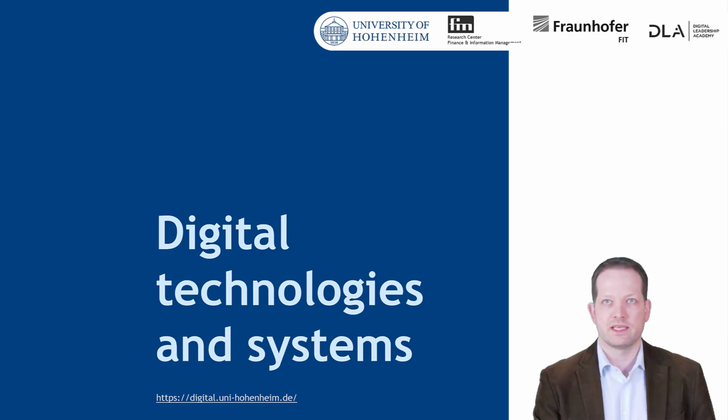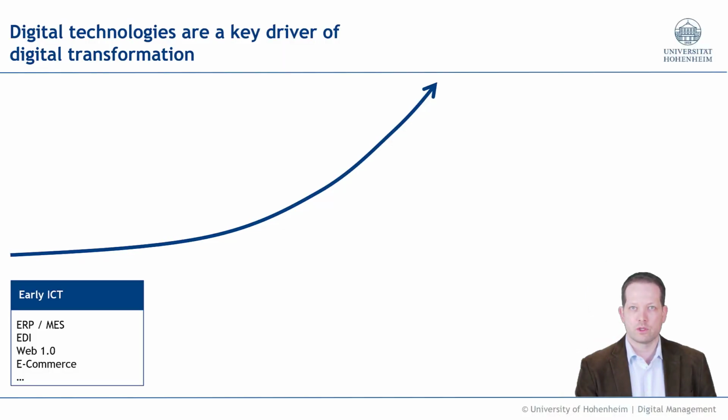Digital technologies are a key driver of digital transformation. So let's see how they developed over time. Well, first we have what we call here early ICT. These are ERP or MES systems, standing for Enterprise Resource Planning or Manufacturing Execution Systems.